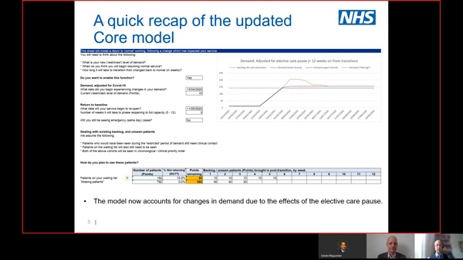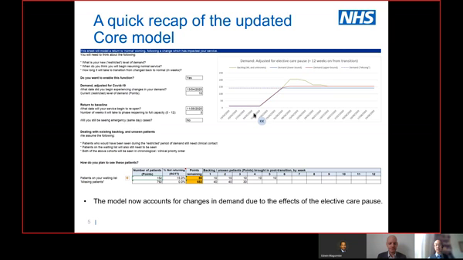In terms of what we've actually done to the core model to bring it in line with the situation for post-COVID planning, we've made some additions to the model. So what we can see here is a screenshot of a section that allows us to adjust the demand to account for certain factors that will have affected your demand, for example. So we know that there have been pauses in elective care, and you can see that in the form of this reduced level of demand.